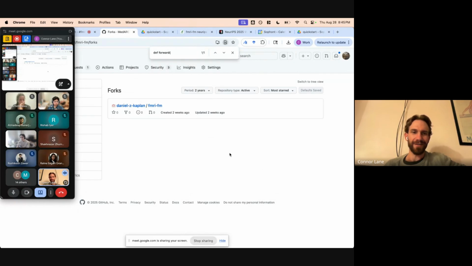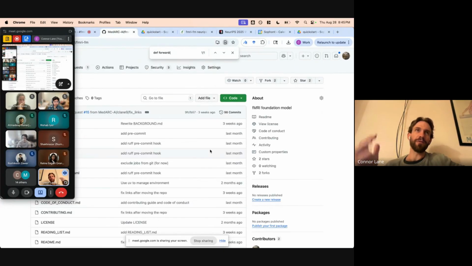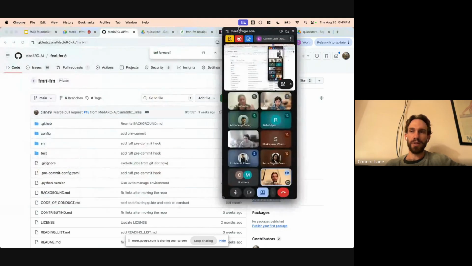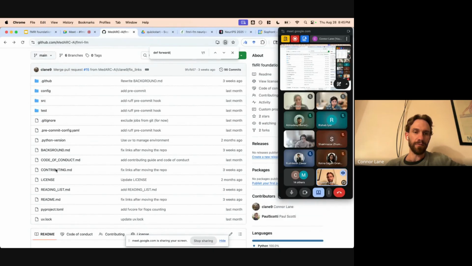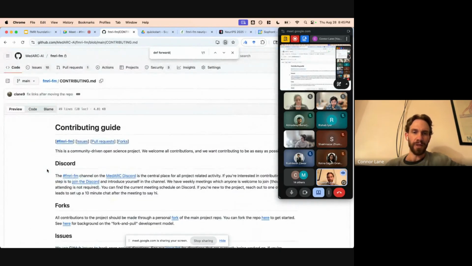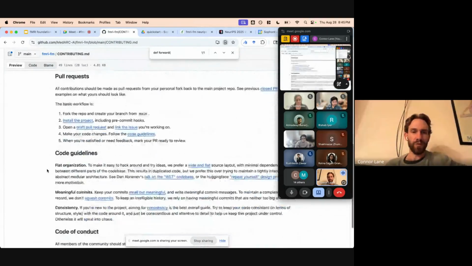Daniel's got a good fork going. Yeah, so you create a fork and then make your changes in the fork and then open a pull request back to the main repo. Some of this workflow is documented in the contributing guide, and so you can go through the contributing guide for some more description of this.